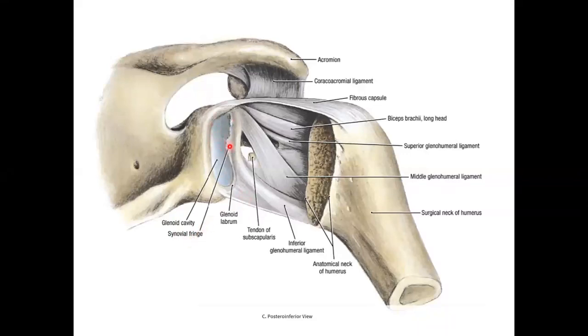So when they talk about synovial fringe, that's just telling you that you have synovial fluid going up to this edge, and that's helping with the cushioning of the joint for the movement.